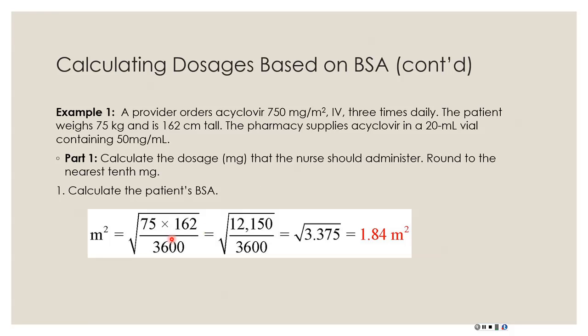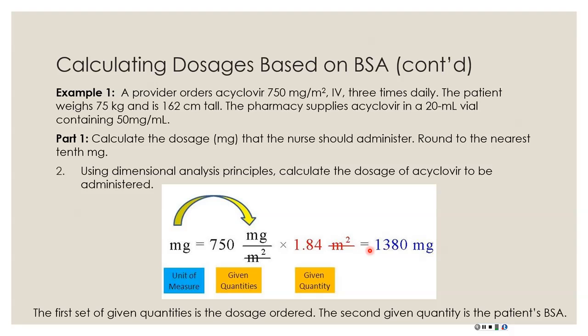So what we're going to do is keep in mind our formula. We've got meters squared equals. Now, our problem is using kilograms and centimeters, so we need to use the denominator of 3,600 here. So we take 75 times 162, and we get 12,150, and we divide that by 3,600. You see here then that we take the square root of 3.375, and our answer becomes 1.84 meters squared. Now that we've done this step, we can go ahead and continue on with part 1. So what we need to do is calculate the dosage in milligrams that the nurse should administer.